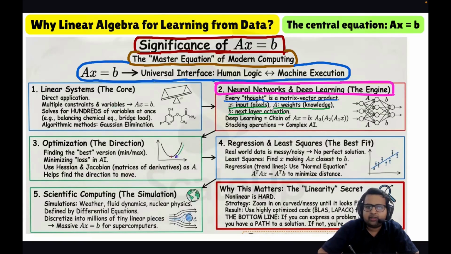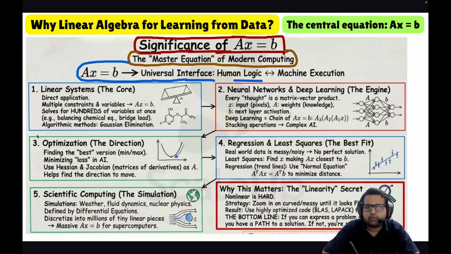Now a deep network is a simple chain of Ax = b. Initially we start with A1x, then multiply the result with A2, then A3, and every time we are updating A. It's a stacking operation. So linear algebra allows us to stack these operations to create complex artificial intelligence.